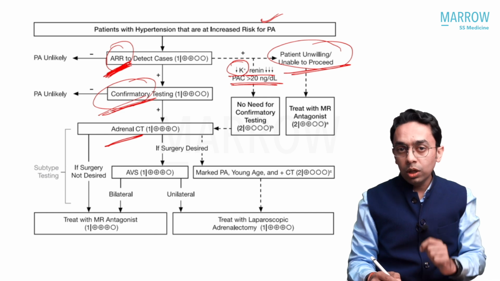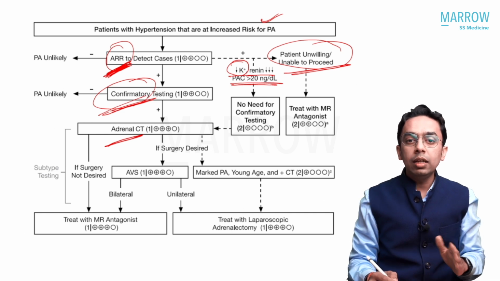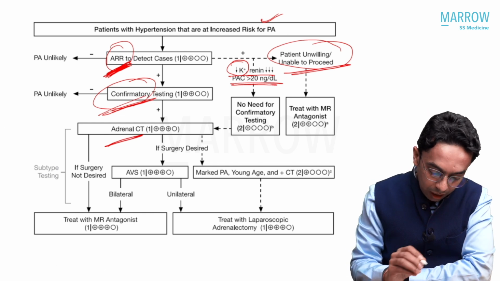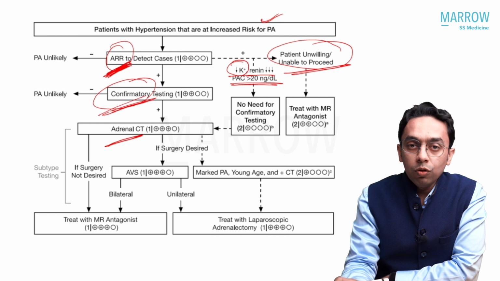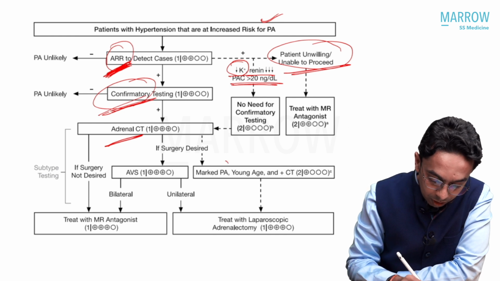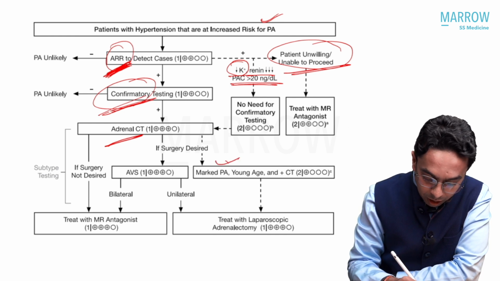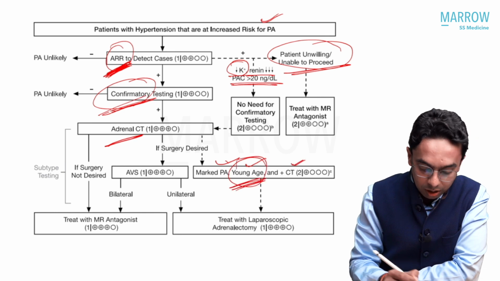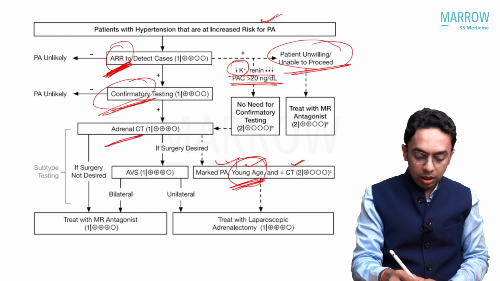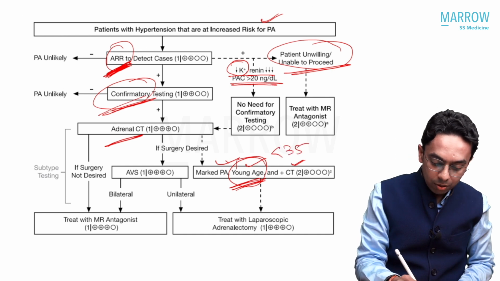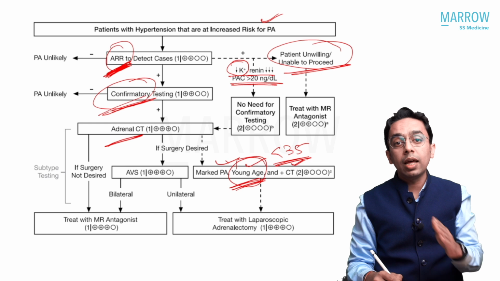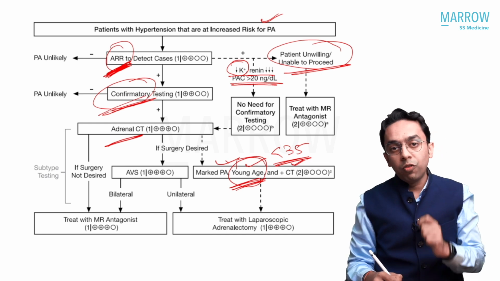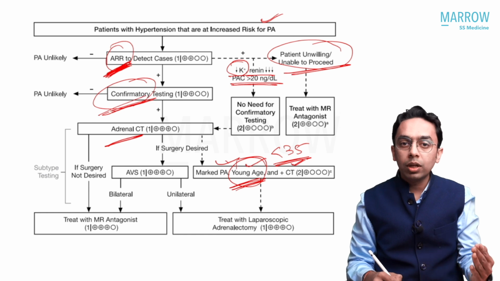If the lesion is unilateral, you cannot go directly for adrenalectomy. Why? Because there is a cutoff where you can directly go for surgery: a patient with marked primary hyperaldo, young age and a unilateral lesion. So young age is very important here. The cutoff given is 35 years. If the patient is less than 35 years, you can directly go for surgery and you don't need an AVS. Why do you need an AVS beyond 35 years?